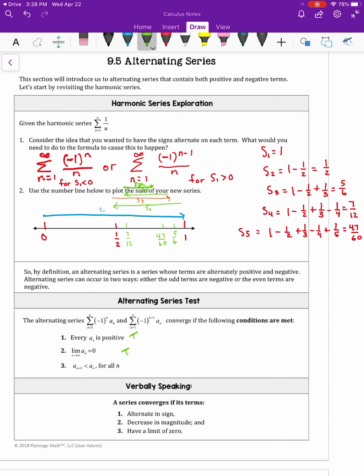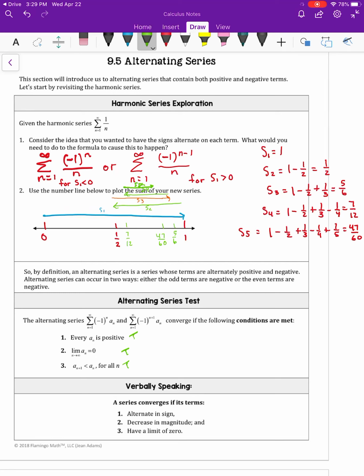And a sub n plus 1 is less than a sub n. Well, these are all less than. Okay, they are all less than. 1/2 is less than 1. 1/3 is less than 1/2. 1/4 is less than 1/3. 1/5 is less than 1/4. Remember, you're not talking about the pluses or the minuses there. So this one is true also.